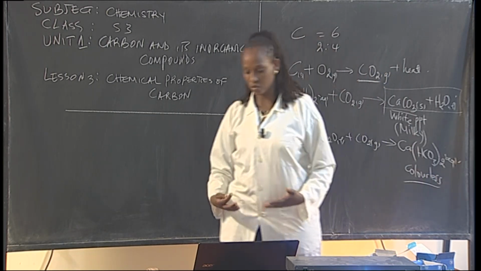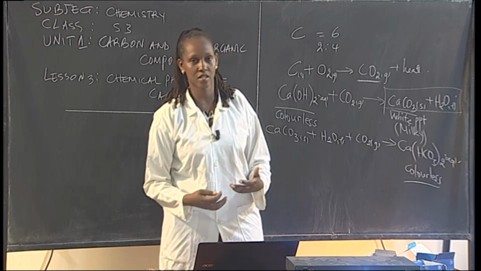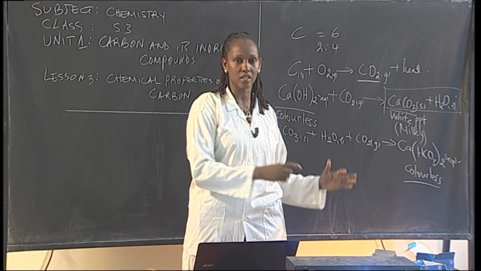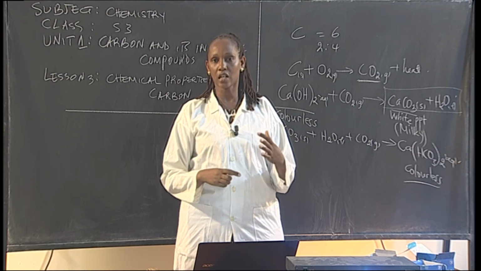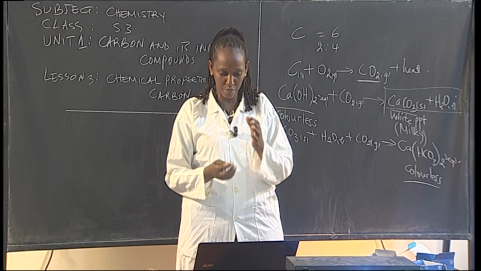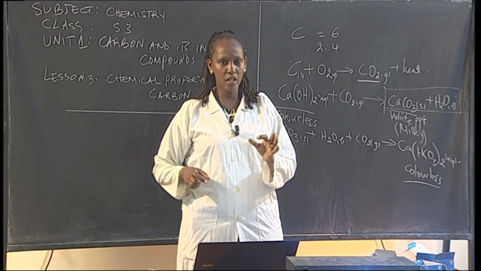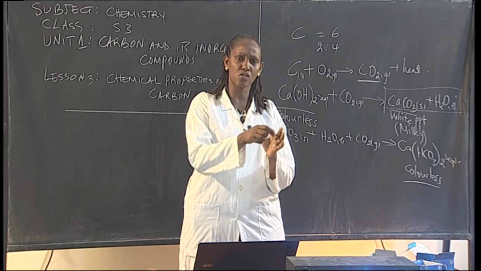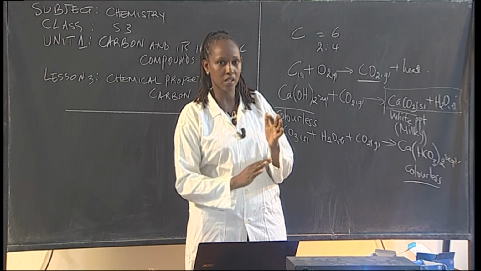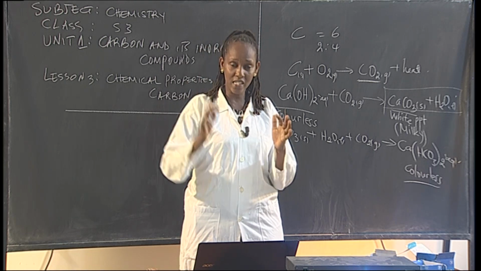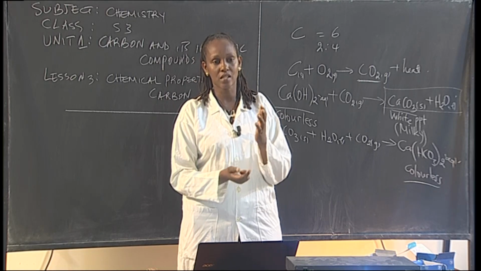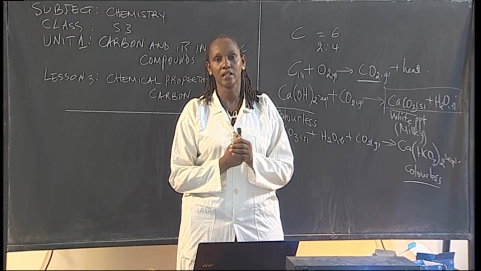So in your practicals, when you attempt this, you get calcium hydroxide, introduce carbon dioxide, and you see a white precipitate being formed. But when you continue to introduce more carbon dioxide, that white precipitate, that milky color, will disappear and become colorless. And you see the substance becoming colorless again.